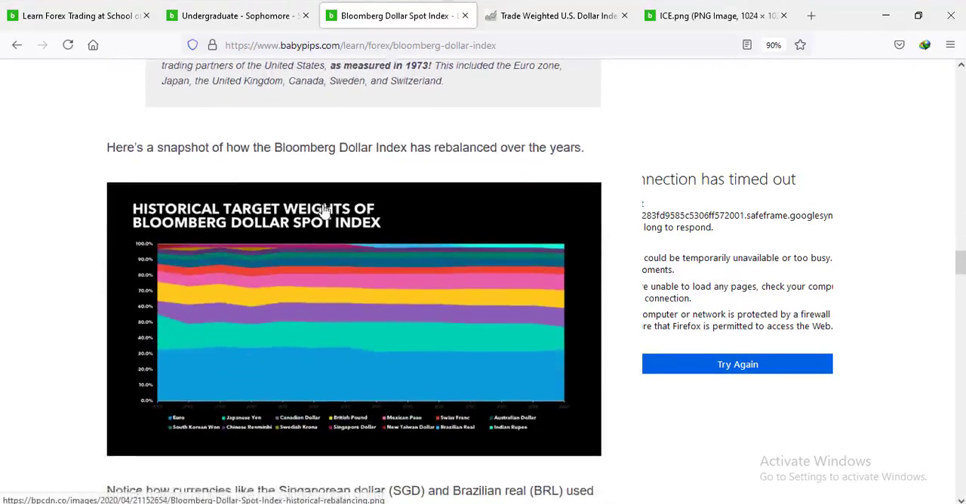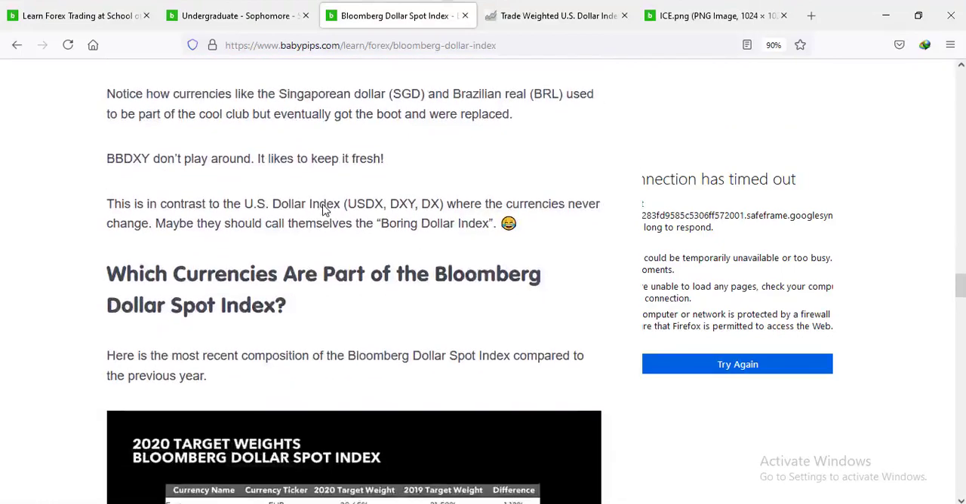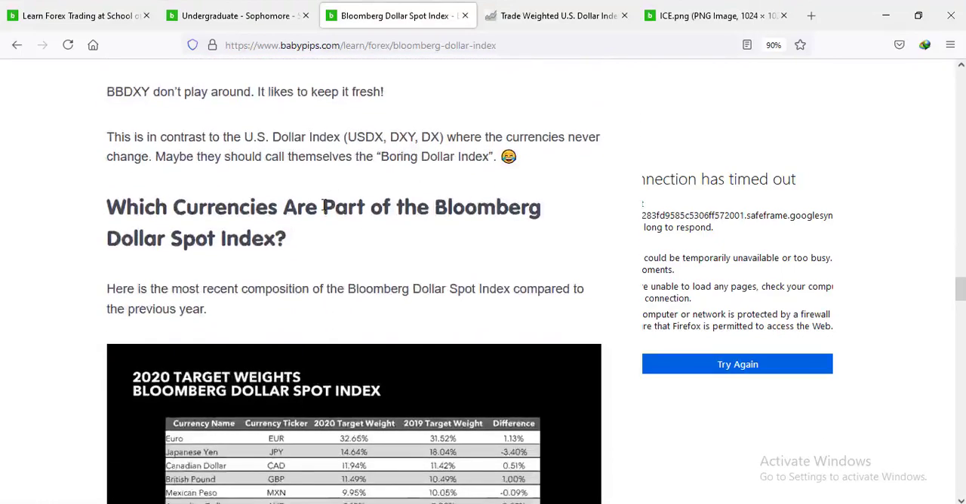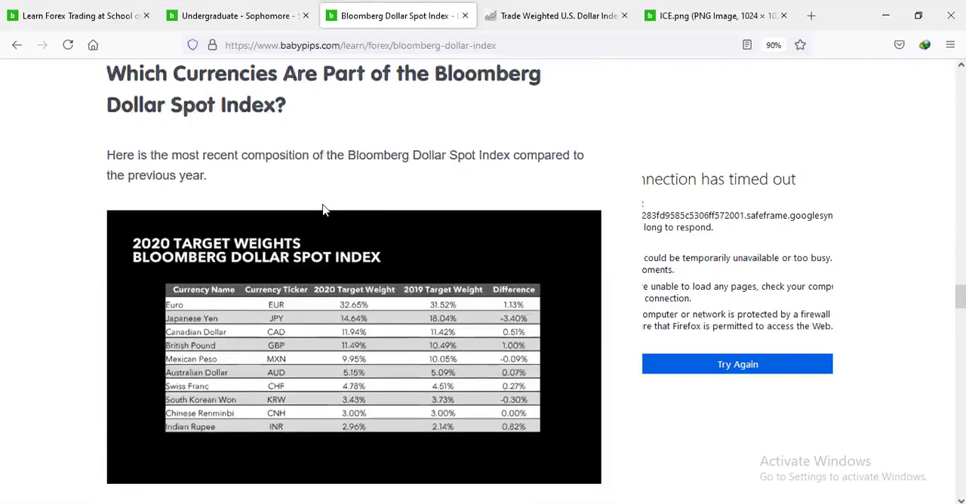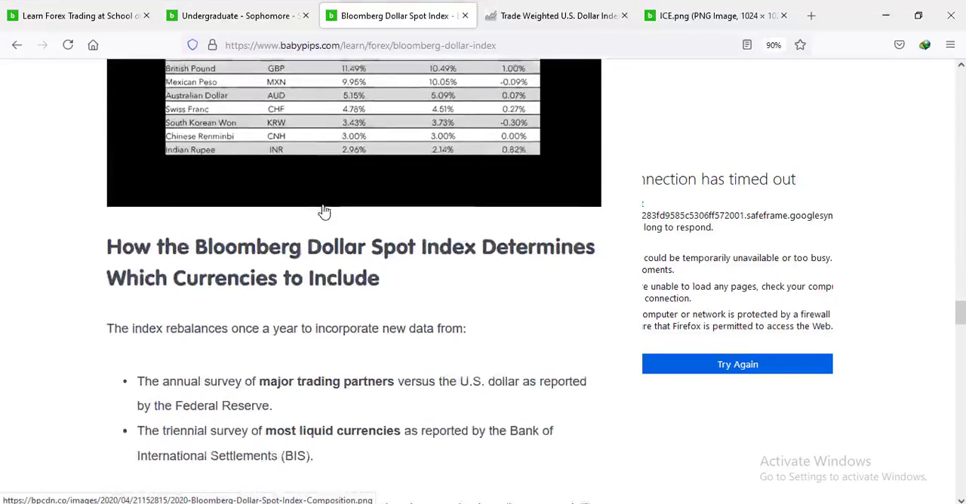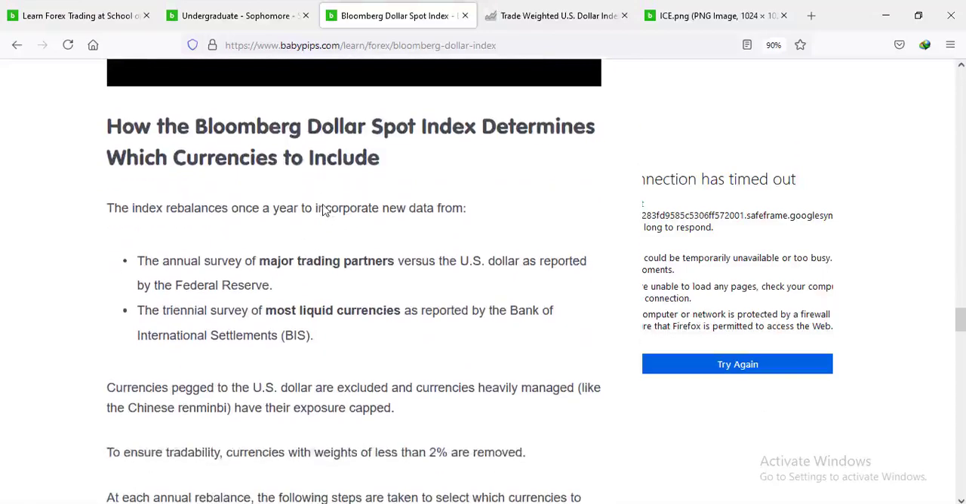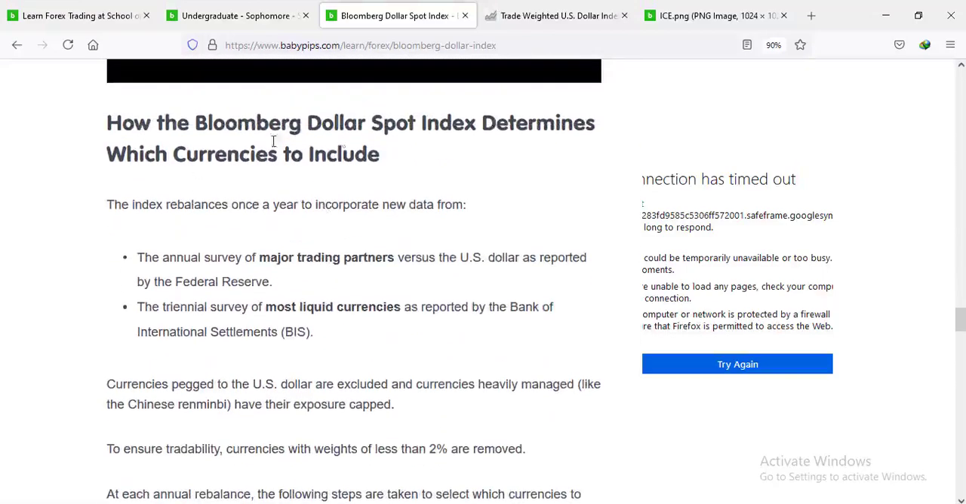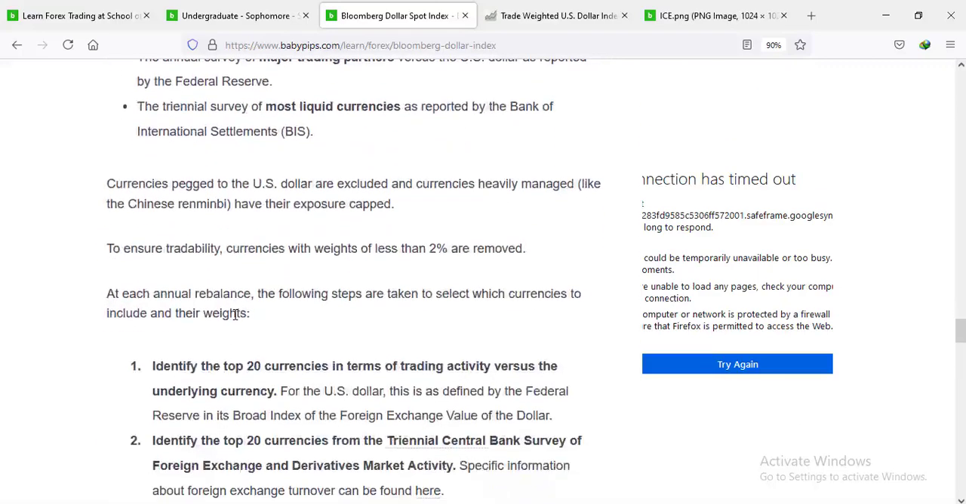I'm not sure we can actually use this for any trading decisions, but let's just know that Bloomberg has a dollar spot index that they're using as well, and it's not cheap, it is expensive. They also offer rebalancing. The index rebalances once a year to incorporate new data from the annual survey of major trading partners versus the US dollar as reported by the Federal Reserve, and the triennial survey of most liquid currencies as reported by the Bank for International Settlements.